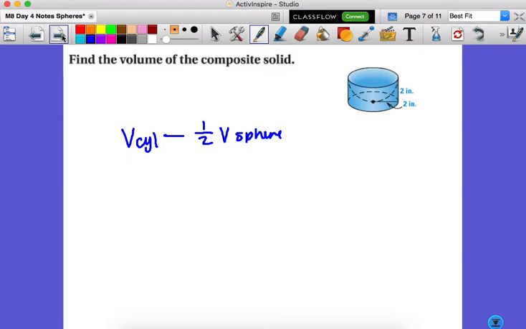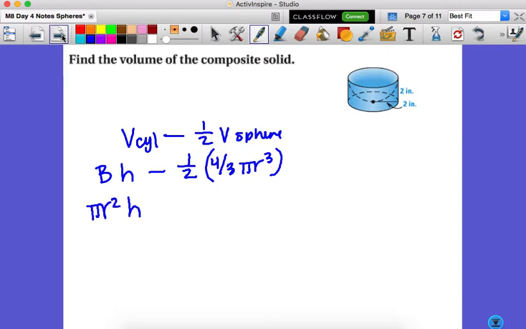So for a cylinder, our generic formula for volume, if it doesn't come to a peak at the top, is base times height. And I know my volume formula of a sphere. Now for the cylinder, since my base is a circle, that's going to be pi r squared times height minus half of 4/3 pi r cubed. At this point, I've got my equation written. I just need to plug in.